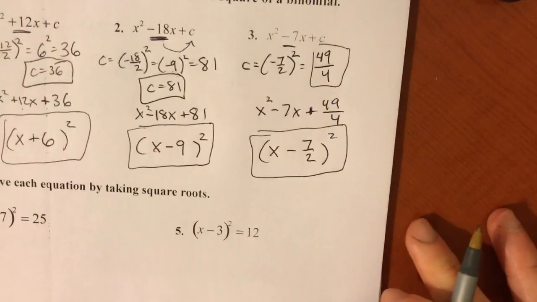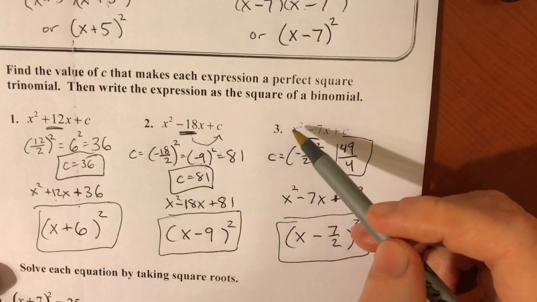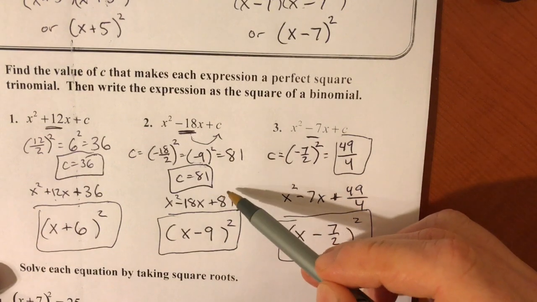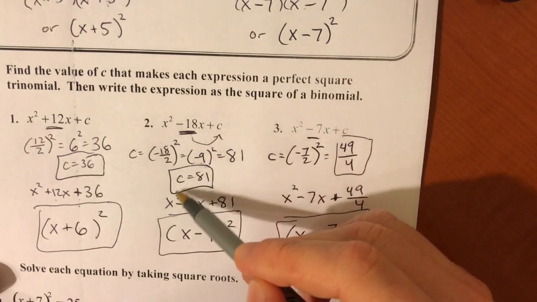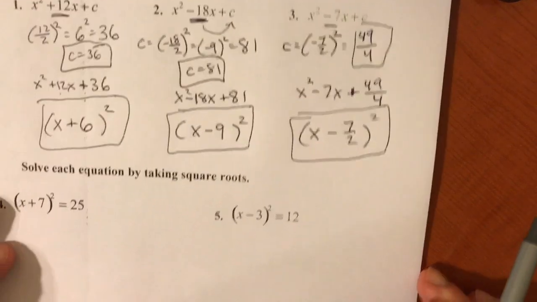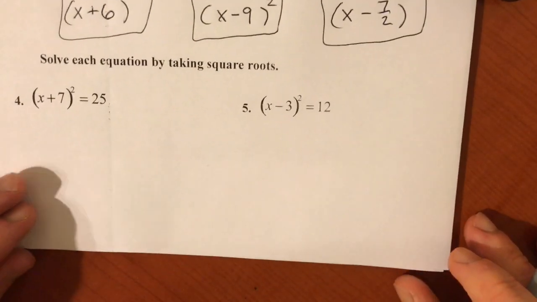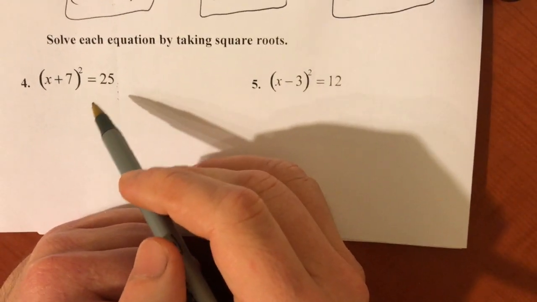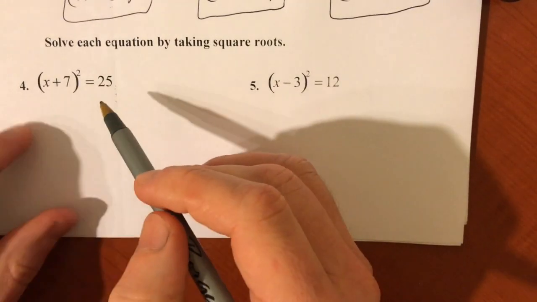All right, so there's one idea. That process right there is called completing the square, because you found the number that completed it to make it a perfect square trinomial. And we'll see what it's used for, or at least one of the things it's used for. And this is just to review. This is what we've been working on last week.